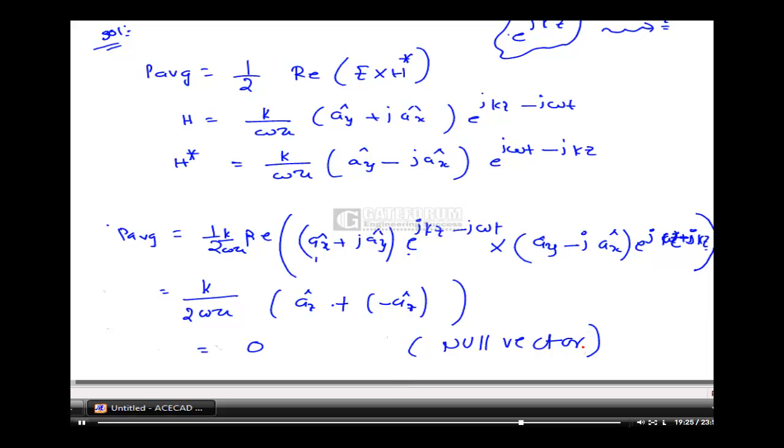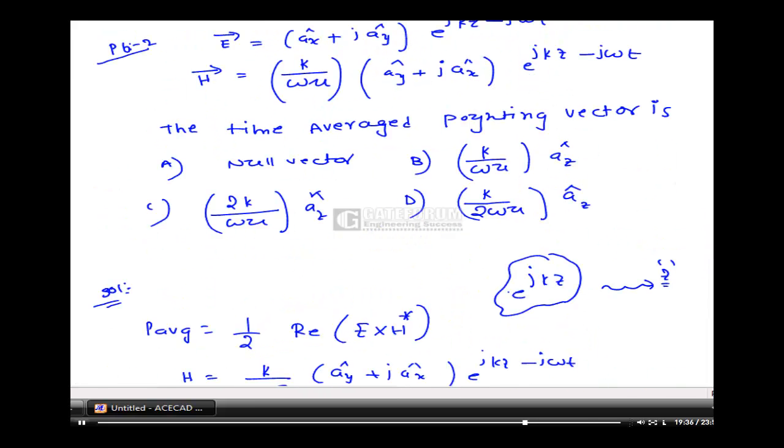So the average power is 0. So it is a null vector. So option A is correct. Option A is correct. So you must be very careful when you are solving this type of problem.